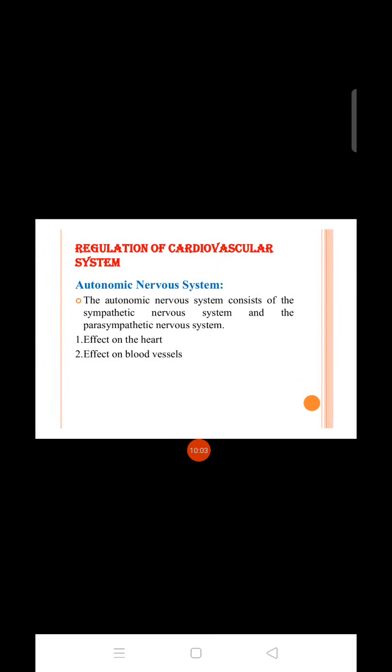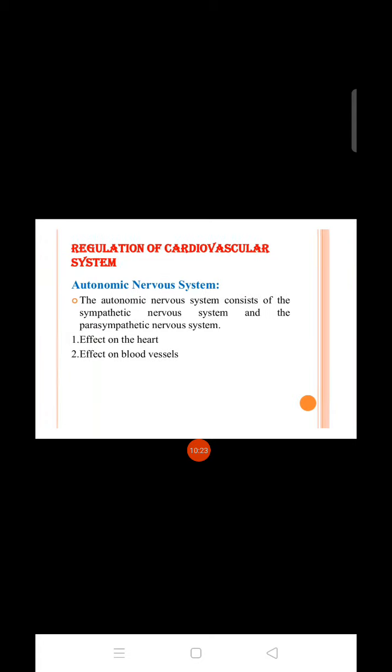Next, what is the regulation of cardiovascular function? There is the autonomic nervous system. The autonomic nervous system consists of the sympathetic nervous system and the parasympathetic nervous system. It has an effect on the heart and an effect on the blood vessels. That is the autonomic nervous system.